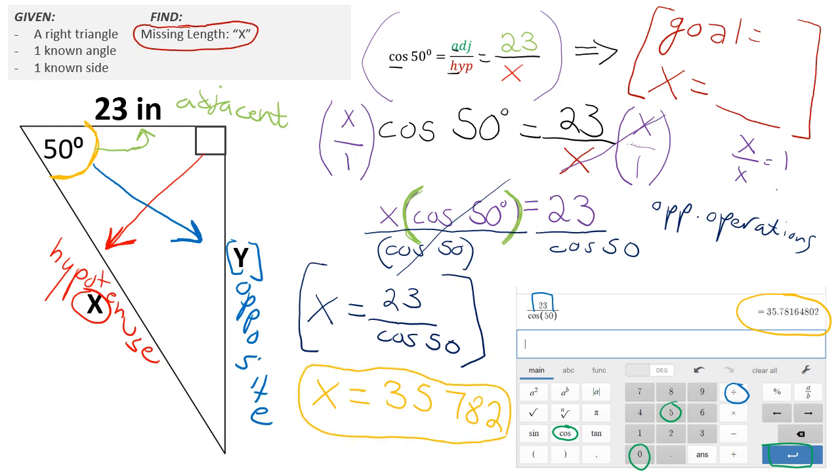And that is your answer. What that answer means is that the length of this x, in this example, the hypotenuse, equals 35.782 inches. And that is your answer.